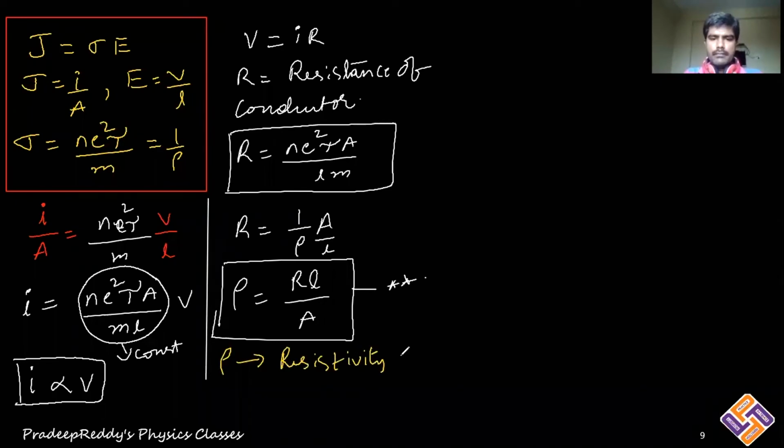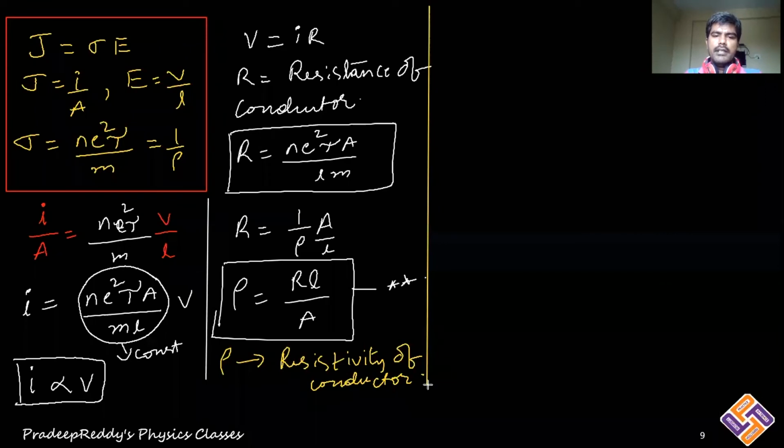Remember, resistivity of a conductor is constant but not resistance. Resistance is not constant for a conductor. It varies with respect to length as well as nature of the material and as well as temperature. So I'll discuss that in the next video. Rho is the resistivity of the conductor.